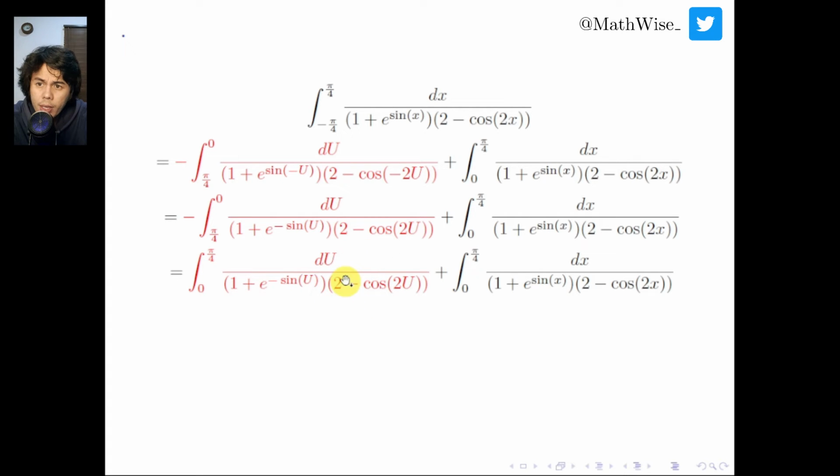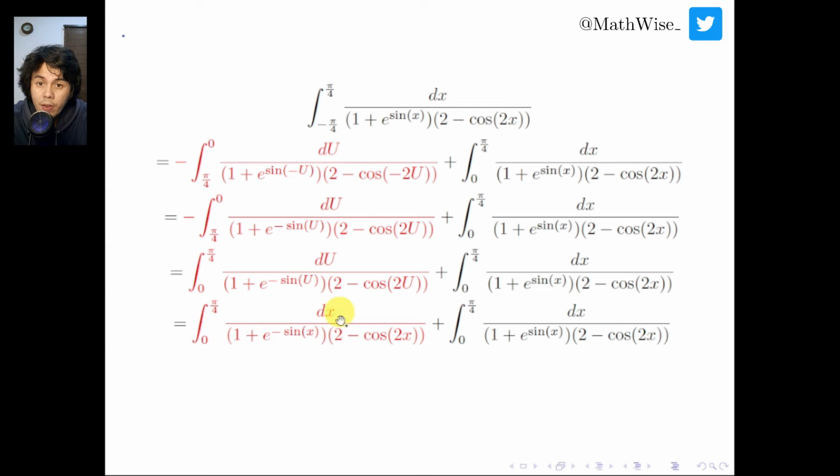Okay, but before that, since u is just a notation, a variable symbol, I can change this u to any other letter. In this case, I will just use x for consistency. So what are the differences between these two integrals? The 2 minus cosine 2x is the same. The numerator is also the same, that is 1. But 1 plus e to the power of minus sine x is different from 1 plus e to the power of sine x. That is the only difference.